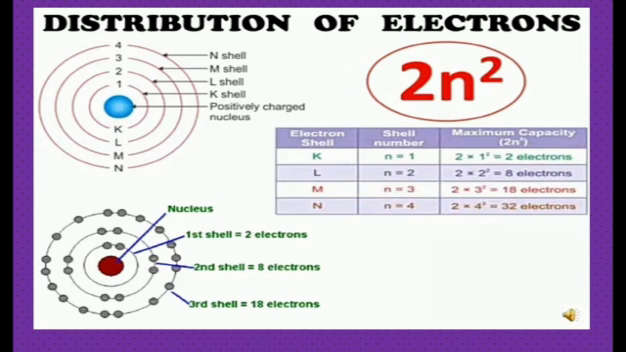The last one, the N shell, is given there. The shell number is 4. That means n is 4. 4 into 4, 4 4s are 16. 16 into 2, 32 electrons. Okay, children.